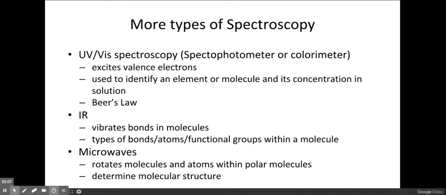And this is typically used to identify an element or a molecule or its concentration in solution, particularly colored solutions here. And you may have done a Beer's Law lab. If not, you might be doing it in this unit, where you determine the concentration of an unknown solution with a standard curve that you make from known concentrations of solutions using ultraviolet and visible light to do that. More on that a little bit later.